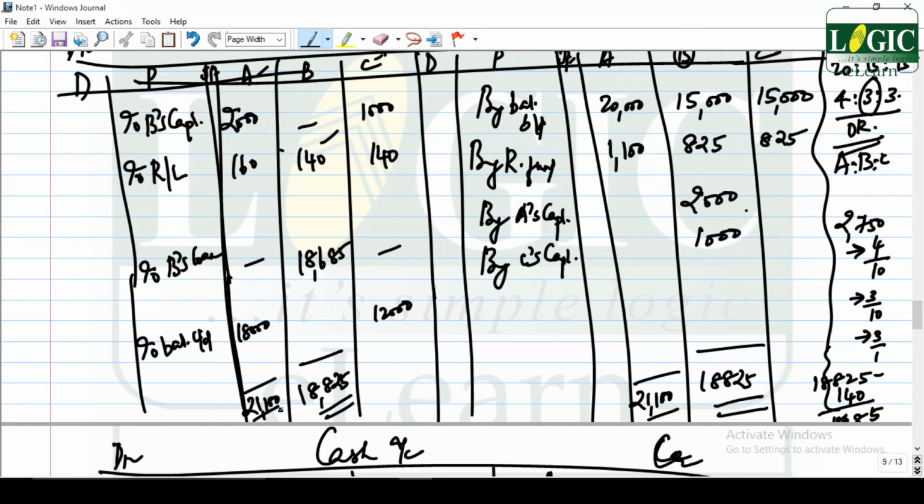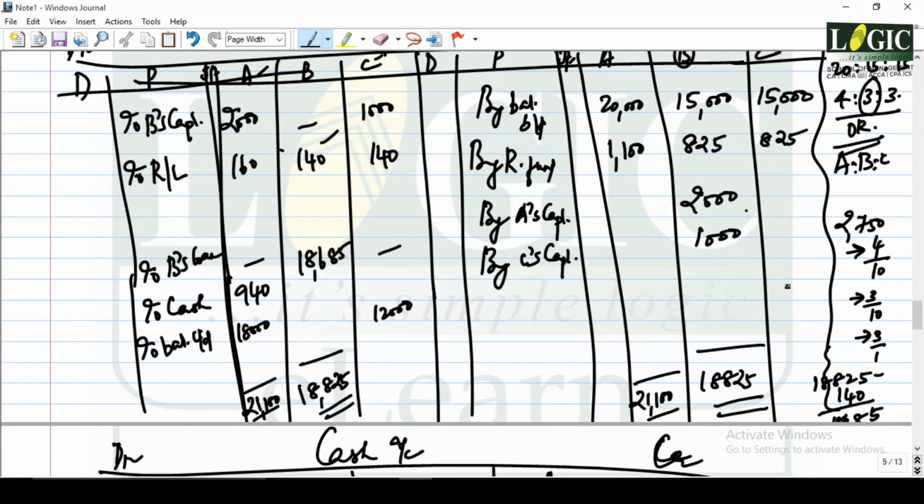21,100 minus 20,160, that is 940 extra. You transfer it to cash account. How much? 940. Now here 15,825.